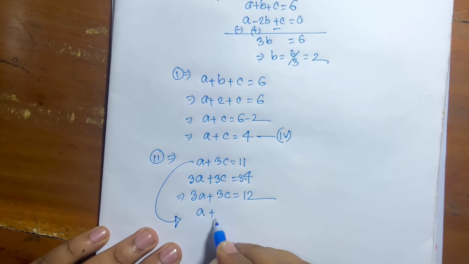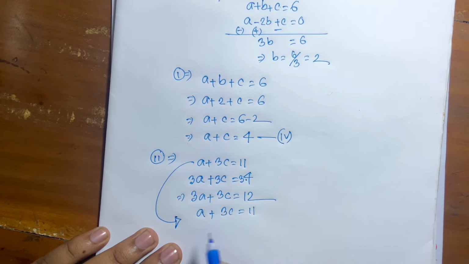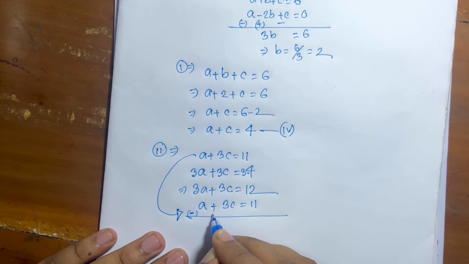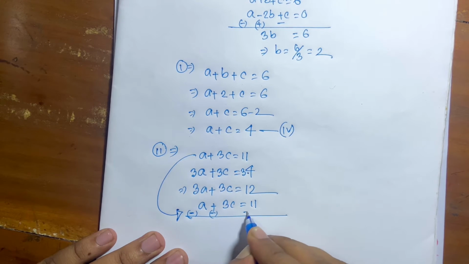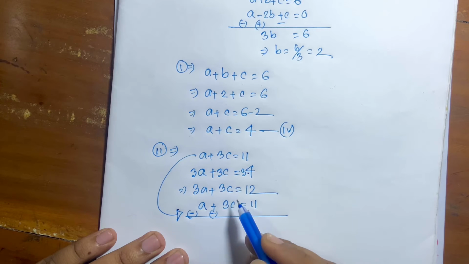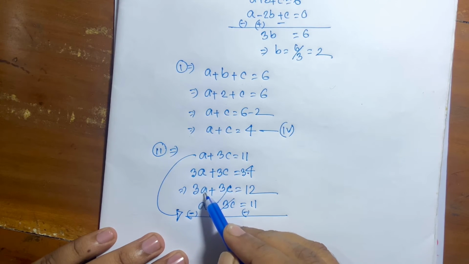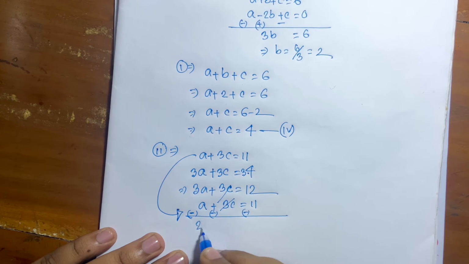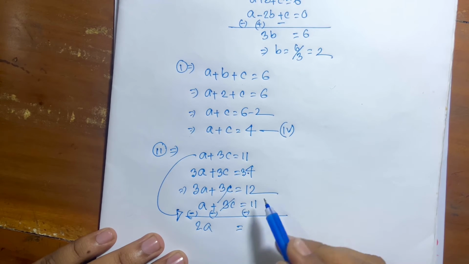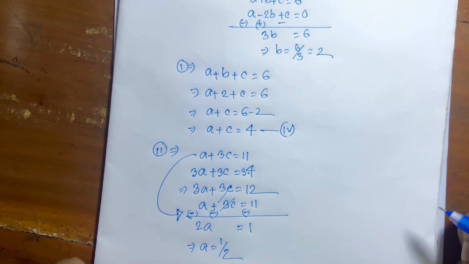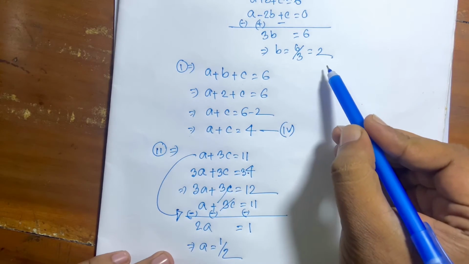And this equation is a plus 3c is equal to 11. Now I subtract this equation, so here is plus, this is minus, minus, minus. Now I can say easily 3c is cancel, and 3a minus a equal to 2a, and 12 minus 11 equal to 1. Now I can say a equal to half, a equal to half, and b is equal to 2.